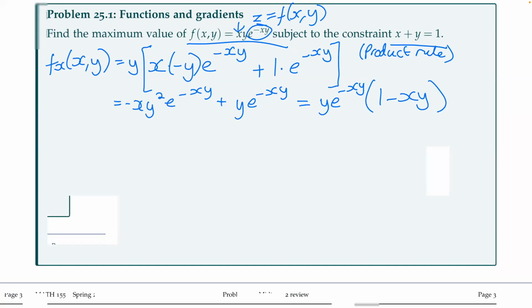Because this is symmetric, if we change our x's and y's around we get the same thing. Our partial f sub y is going to be just switching the x's and y's around everything here. So we're going to have x times 1 minus xy times e to the minus xy.